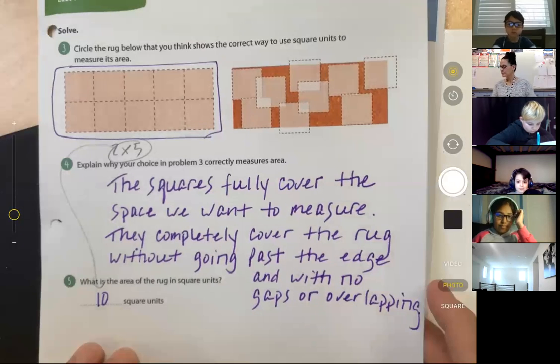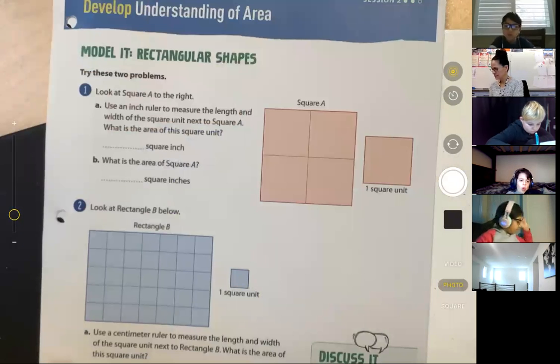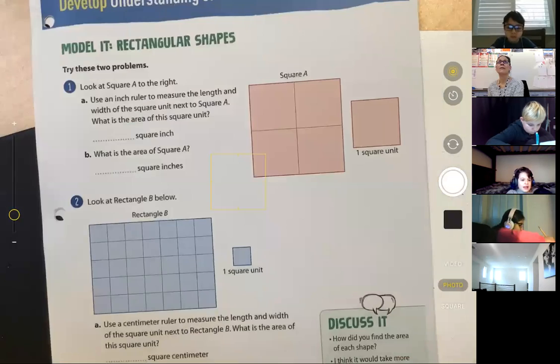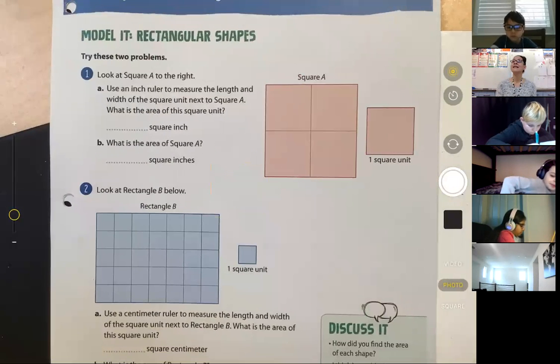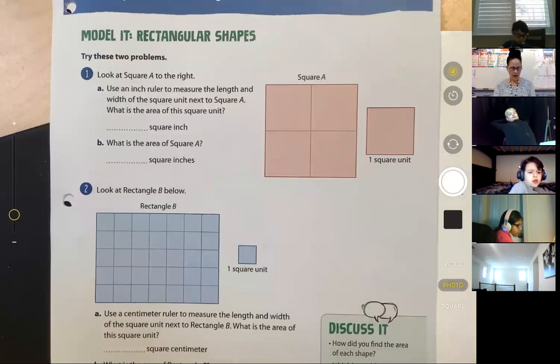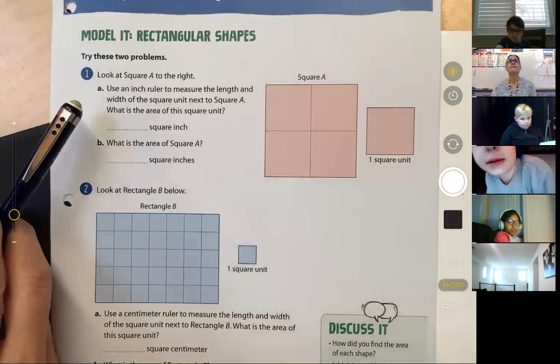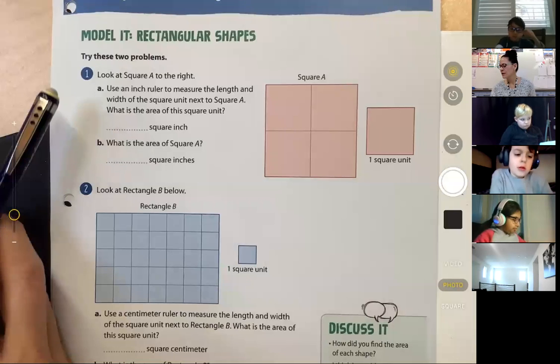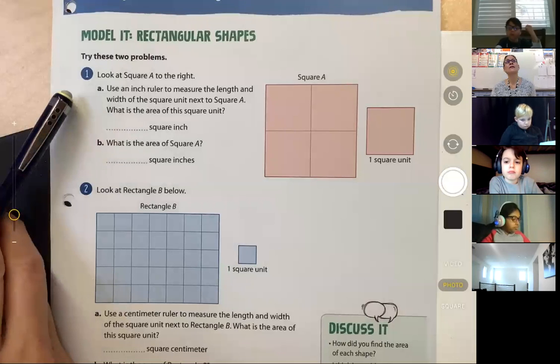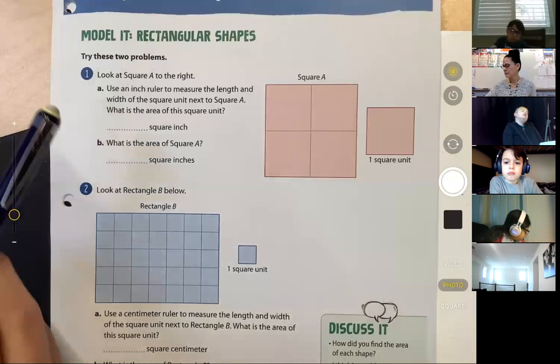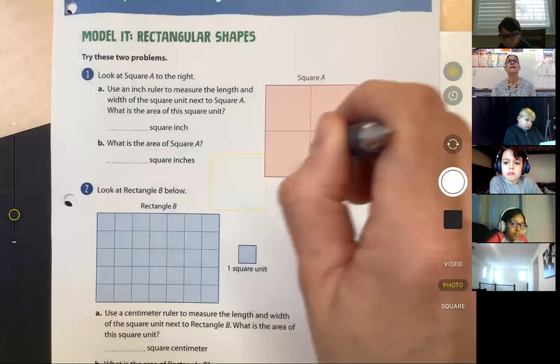All right, let us take a look now at today's work. I am on page 307 right now. And on page 307, you are seeing some models here, rectangular shapes. So it's asking you to take a look at these problems. So it says to look at square A right here, square A to the right.